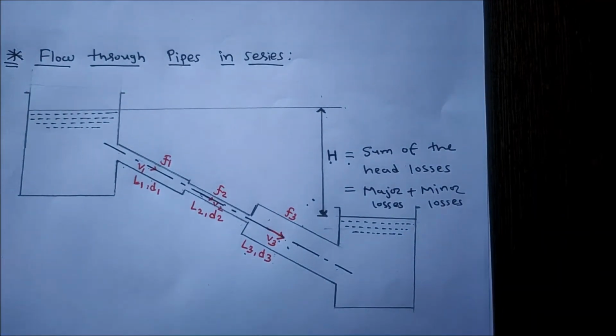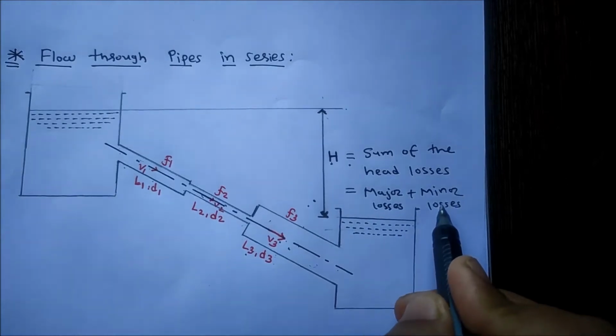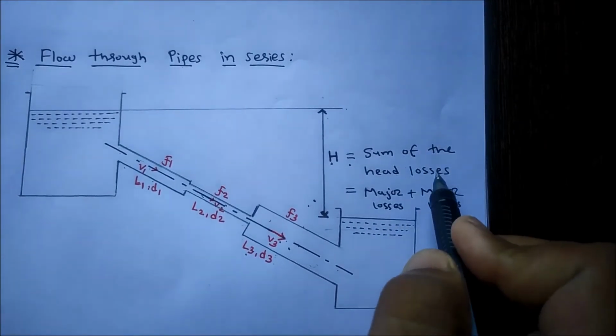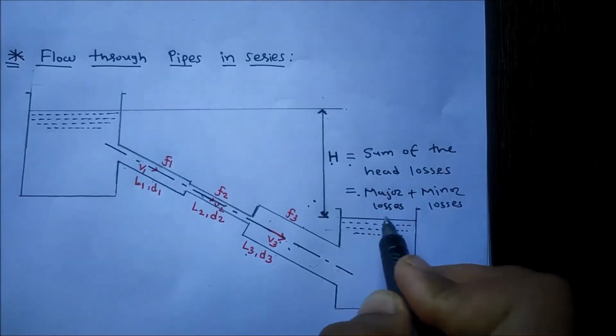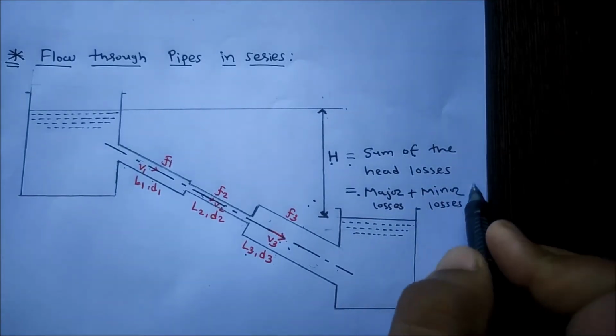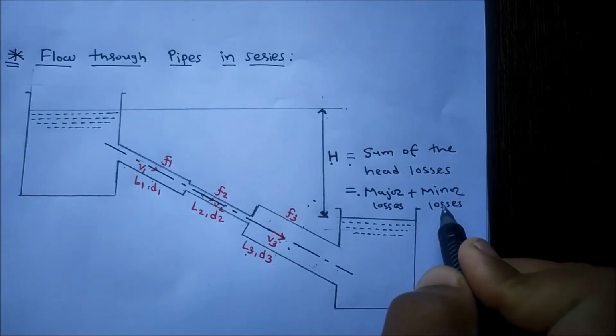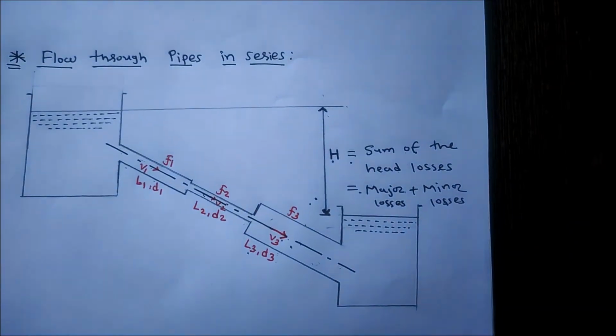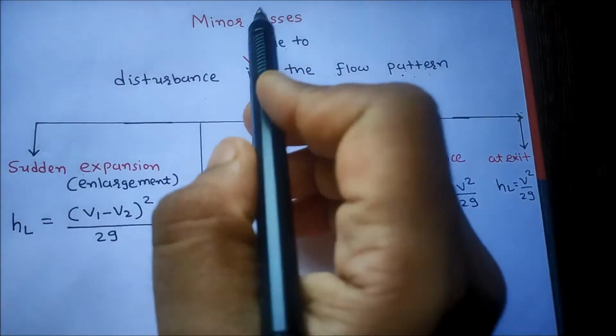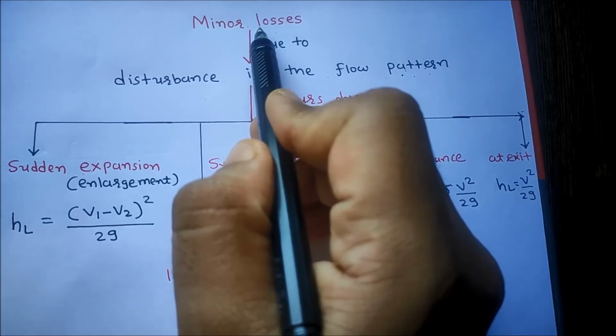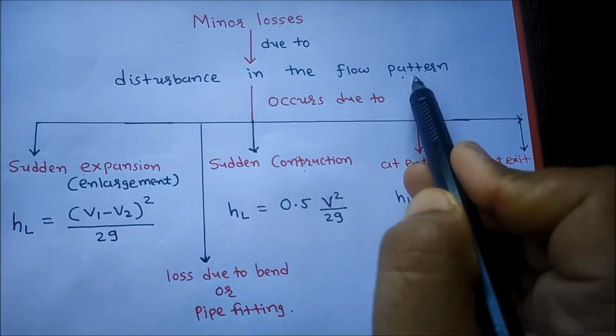We know that when the fluid is flowing through the pipe, the fluid experiences some resistance, due to which some of the energy of the fluid is lost. This loss of energy is classified as major losses plus minor losses. So the sum of the head losses is equal to the sum of the major losses plus the sum of the minor losses. So first we discuss minor losses. What is the meaning of minor losses? Minor losses means the losses due to the disturbance in the flow pattern.